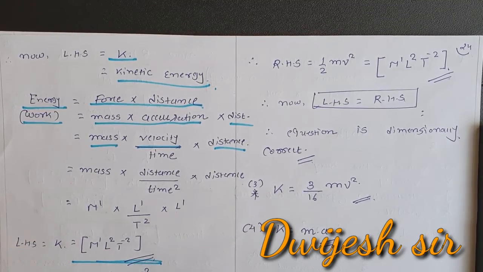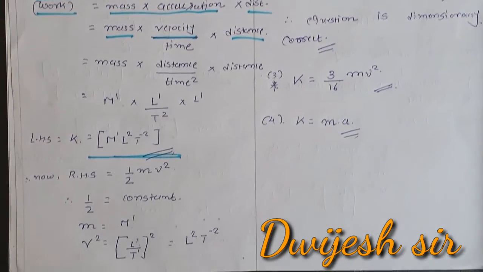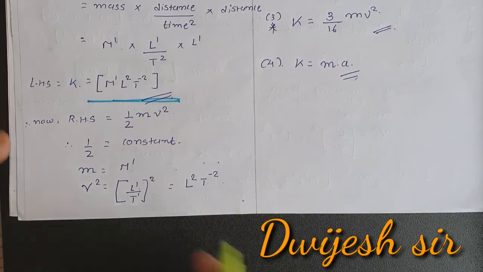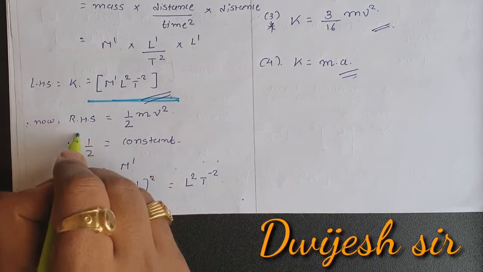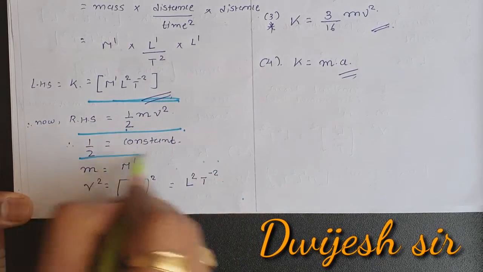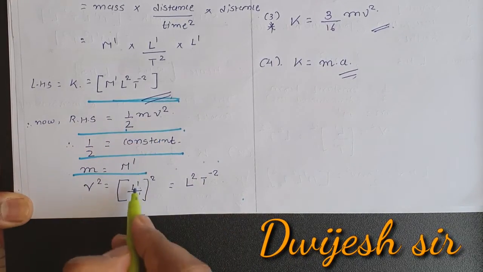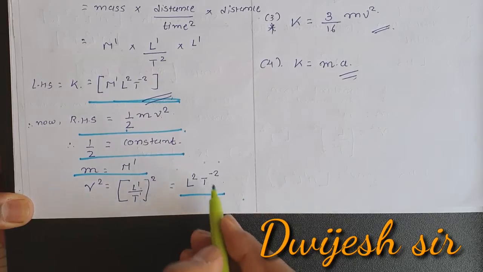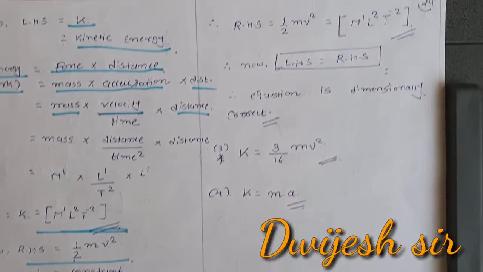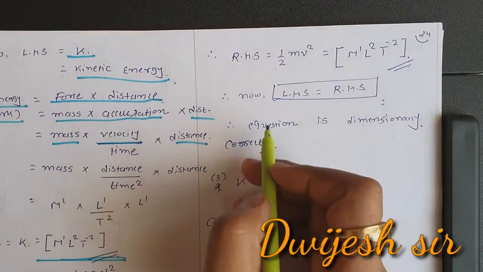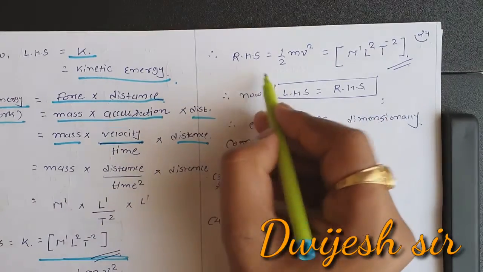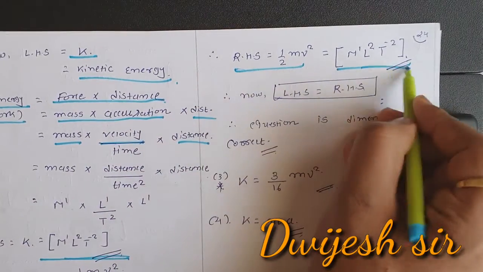Now we have to compare with the right hand side. So what is our right hand side term? Our right hand side term is RHS equal to 1/2 mv². So 1/2 is a constant, dimensionless, m indicates the mass, and velocity is displacement upon time, so v² is L²T⁻². If we put all these three terms together, the right hand side term 1/2 mv² is M¹L²T⁻².